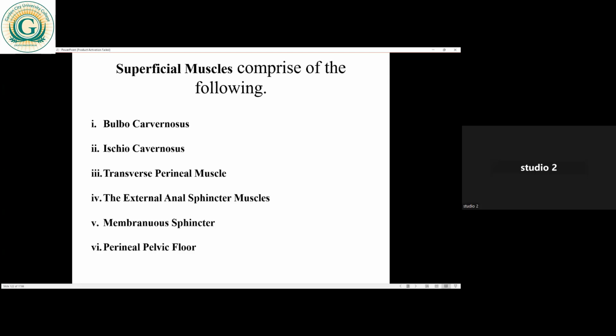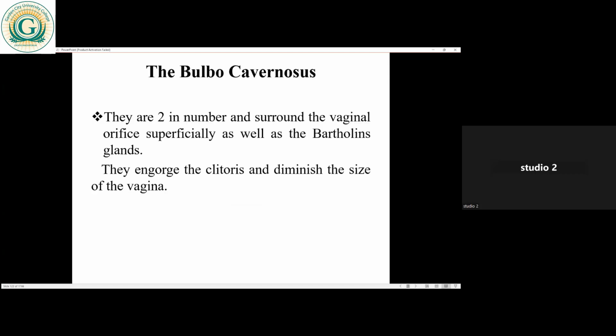Note the names: bulbocavernosus, ischiocavernosus, transverse perineal muscles, external anal sphincter muscles, and membranous sphincter. These are the superficial muscles in the pelvis. They lie in front of pubo, ilio, and ischiococcygeus. And bulbocavernosus, two in number, surround the vaginal orifice. You can find these muscles in the vaginal orifice, superficially, as well as the Bartholin glands.